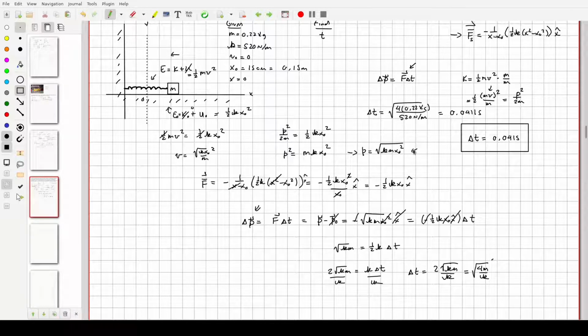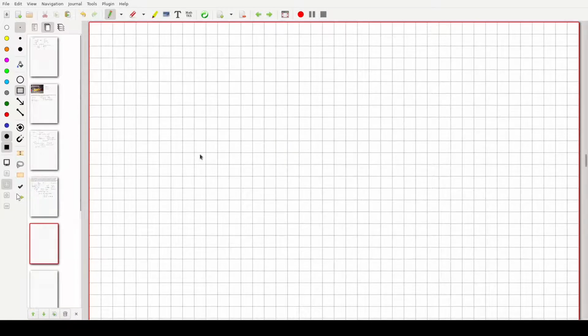So that said, what I'd like to talk about now is not impulse. What I'd like to talk about is conservation of momentum. We've talked about conservation of energy in the past. We saw how useful that was. And there is an equivalent theory for momentum.